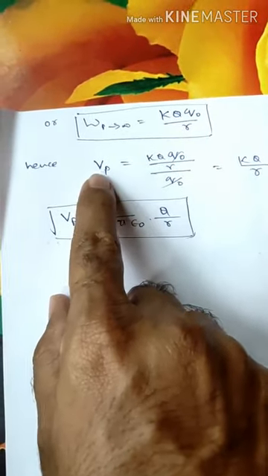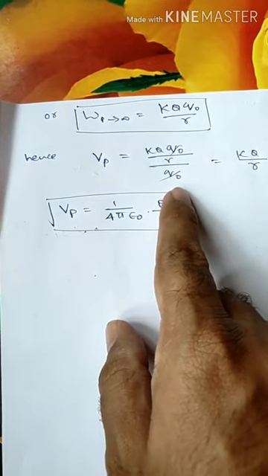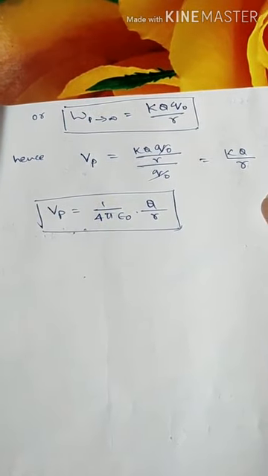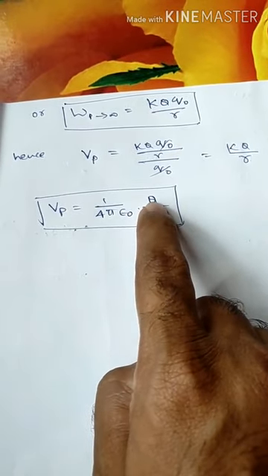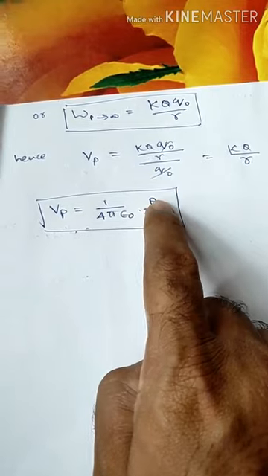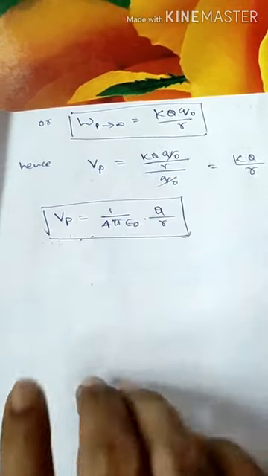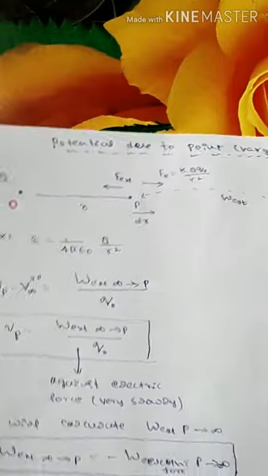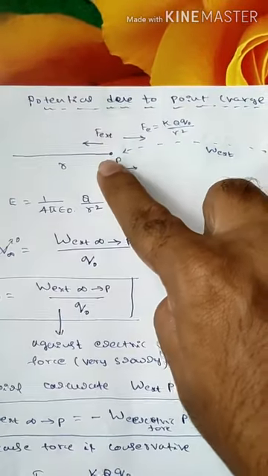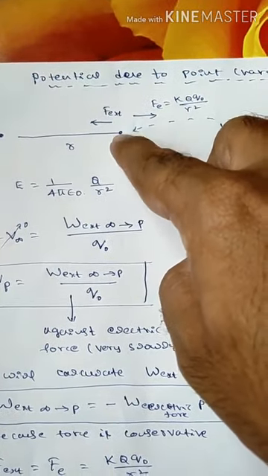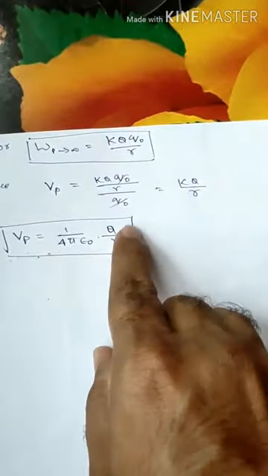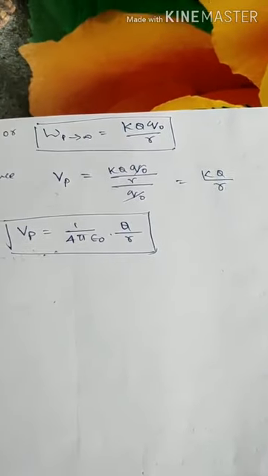Hence finally Vp is equal to k q naught divided by r, divided by q naught gets cancelled, k q by r. Here, the potential at point P is due to which charge? What is Q? Source charge. Clear? Not the test charge, it is the source charge. The potential at point P is due to which charge? Source charge. At point P a test charge is there, but the potential is by which charge? Source charge only. That's why we get the formula V equals what? 1 by 4 pi epsilon naught Q by r. Clear?